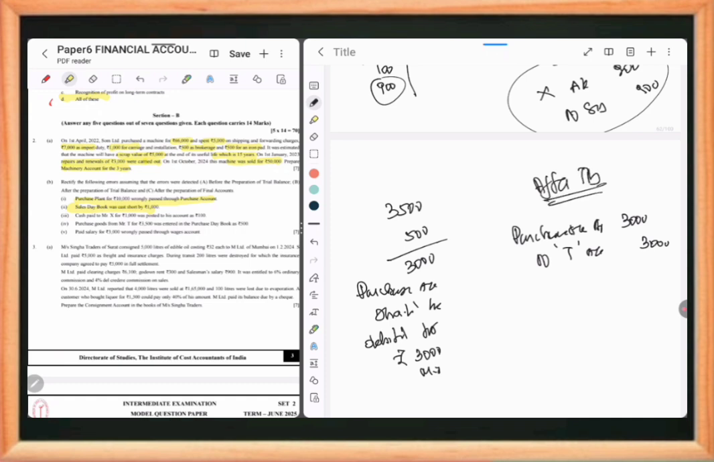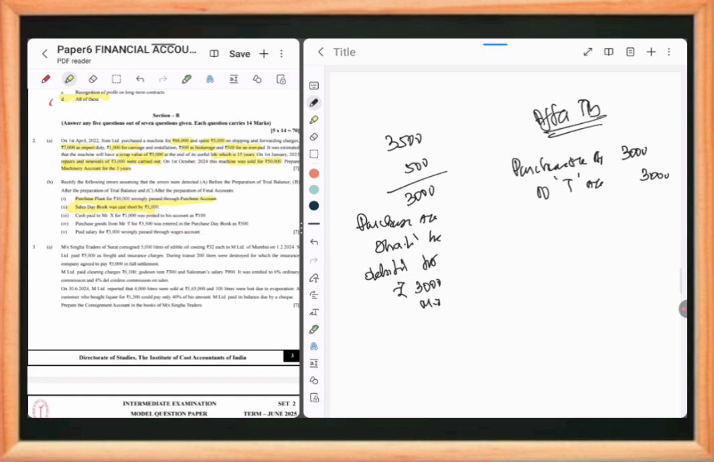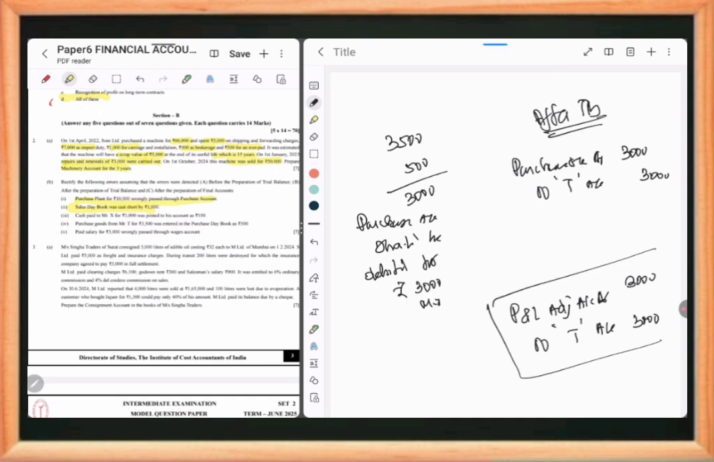After balance sheet we should not enter the purchases account. It will affect the gross profit of the particular year. So instead of purchases we have to mention P&L adjustment account. P&L adjustment account debit to T account. How much? 3,000. This is after preparing the balance sheet. So this rectification entry will be passed in the next year while correcting.